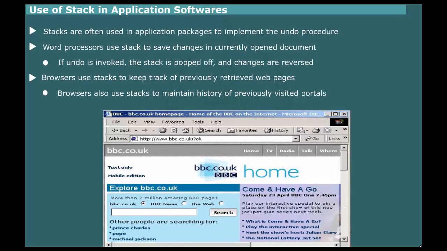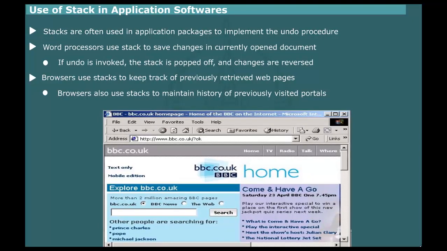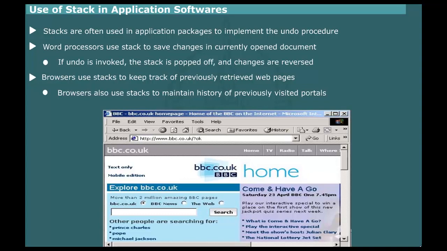The web browser frequently uses a stack to maintain a history of visited sites or downloaded web pages. As the web pages arrive, they are pushed onto the stack. Later, if a user clicks the back button, the stack is popped to display the most recently downloaded page. In the same way, the browser can retrieve the most recently visited sites.